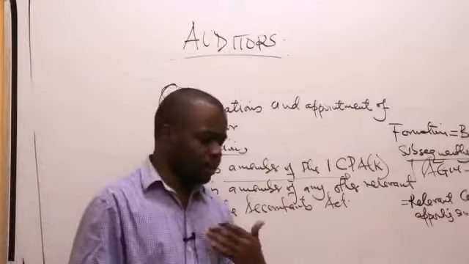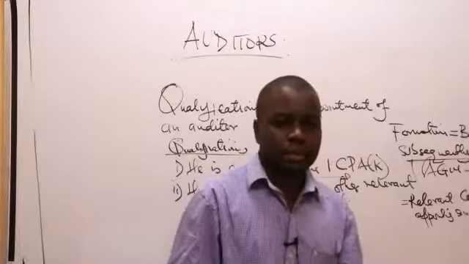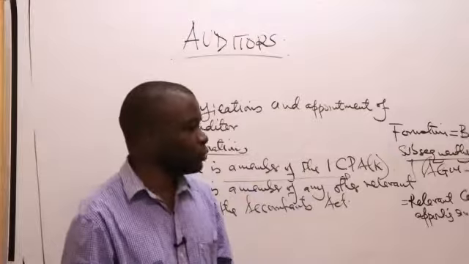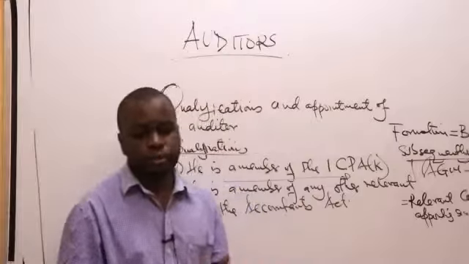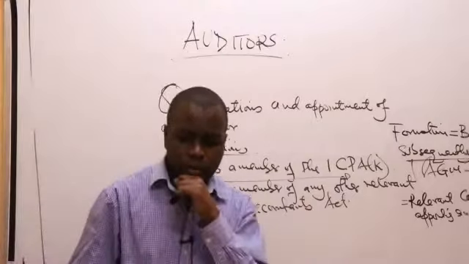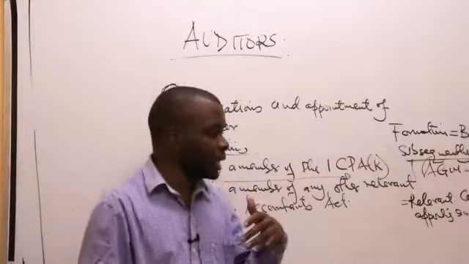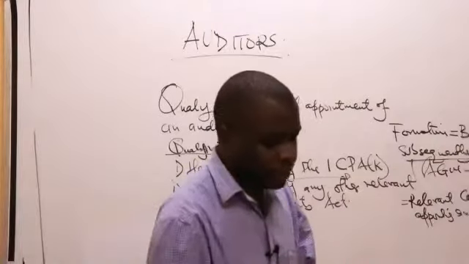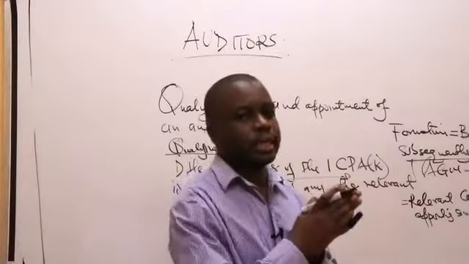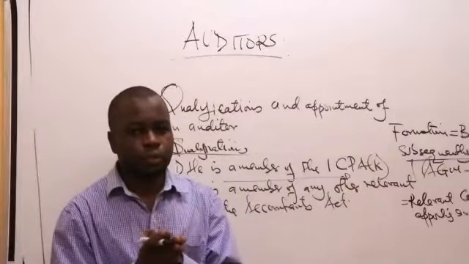Or maybe the members feel that they're not comfortable with his work, so they decide to pass a resolution that he should not be reappointed as the auditor of the company, and they appoint another person. So those circumstances can make the auditor not to be reappointed. For example, if he voluntarily resigns, he won't be reappointed.